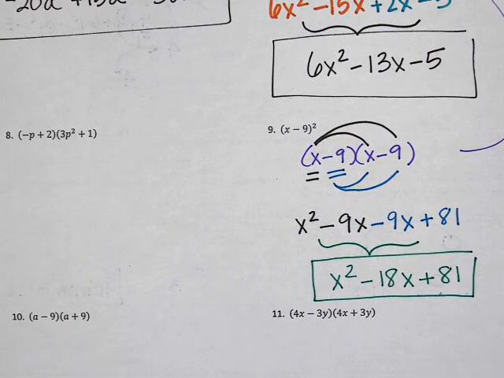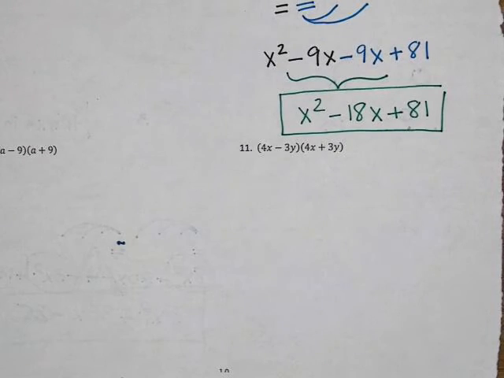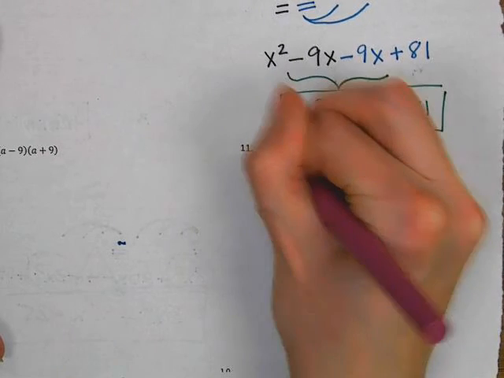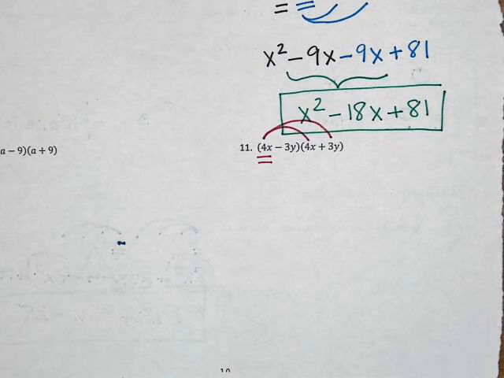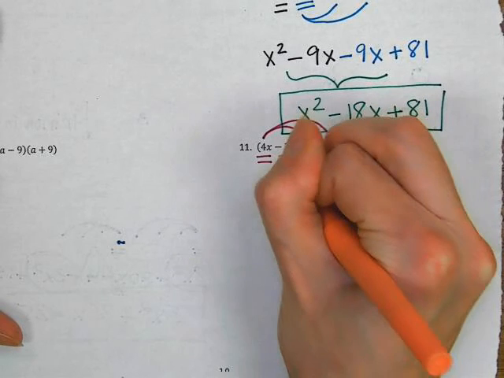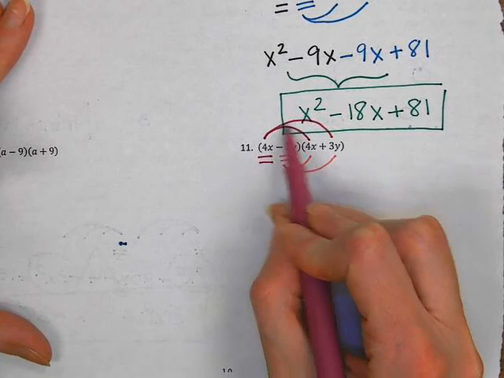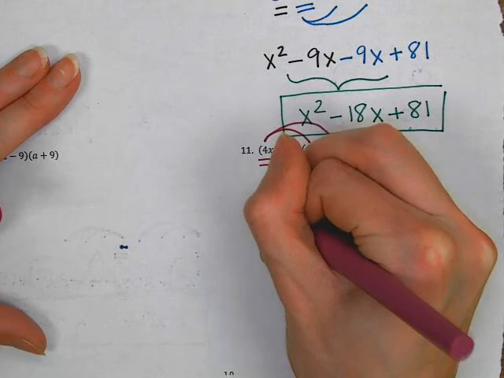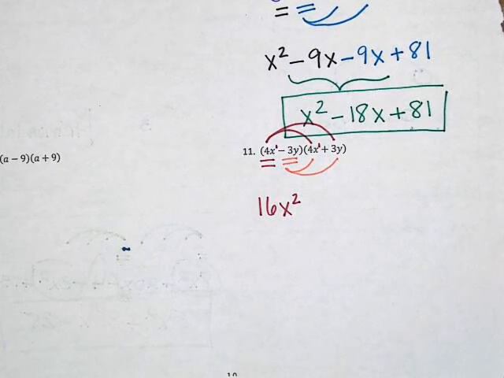Okay, let's try one more, number 11. These are a little crazy. Same thing, double distribute. Take the 4x and distribute it to both in the second parenthesis. And then take the negative 3y and distribute it to both in the second parenthesis. All right, let's do it. 4x times 4x is 16x squared. Because remember, you add the powers.